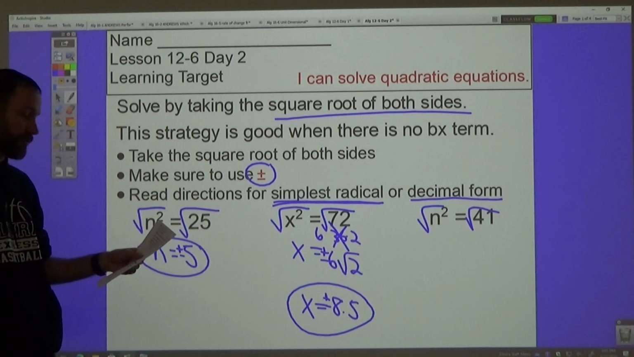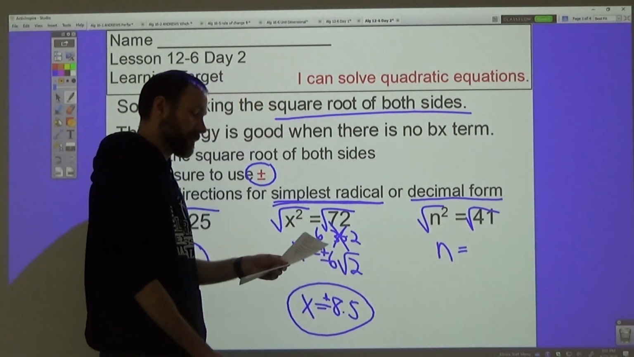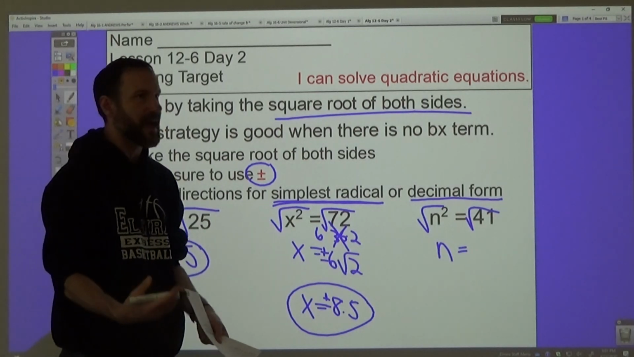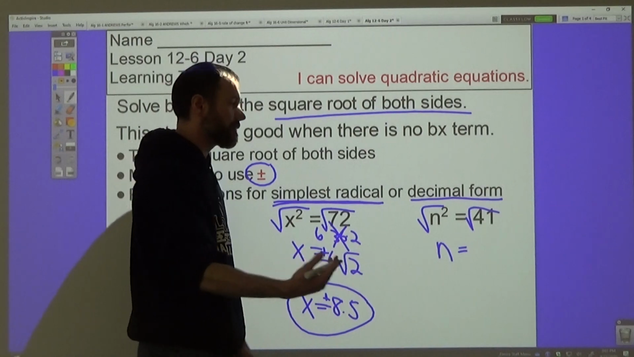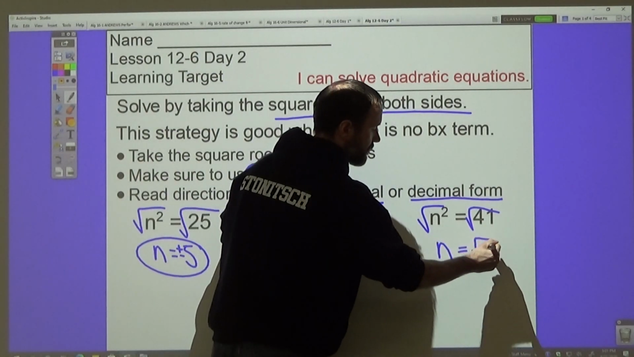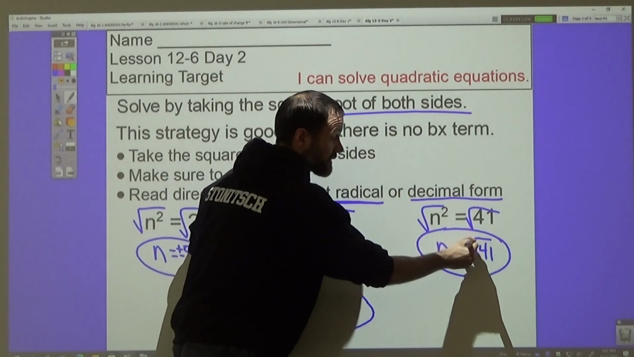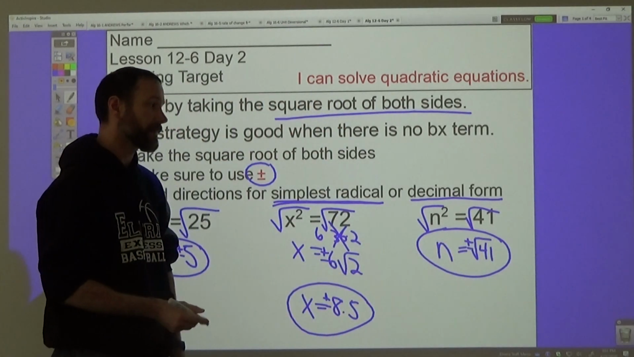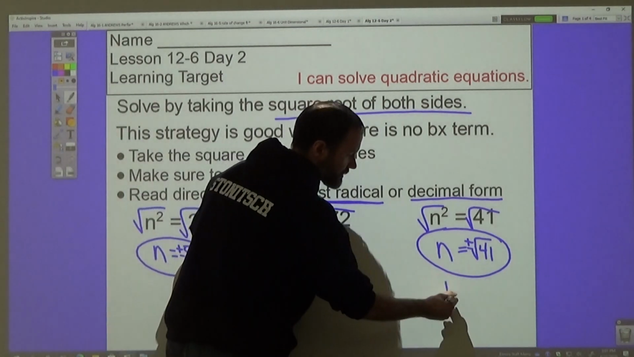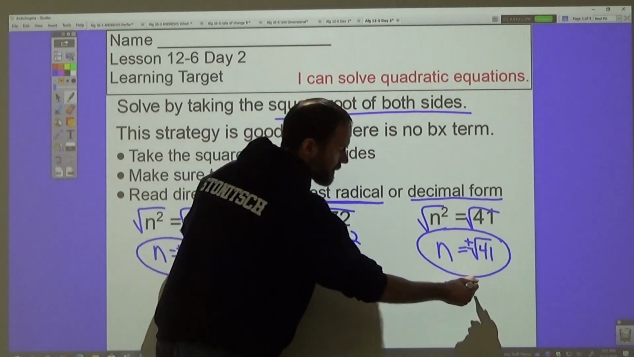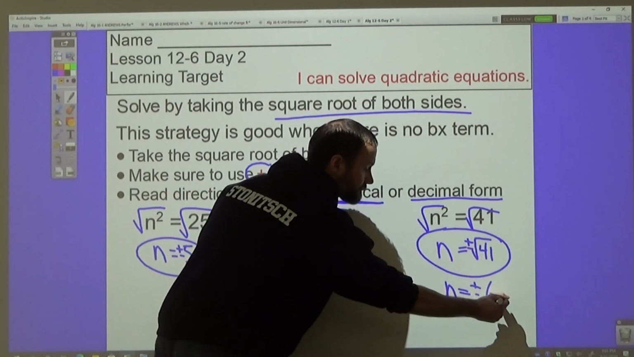For n squared equals 41, take the square root. In simplest radical form, 41 can't be simplified. Nothing times nothing is 41. 41 is a prime number. So in simplest radical form, it'd just be n equals radical 41, plus or minus radical 41. If they asked you to do it in decimal form, rounding to the nearest tenth, you would just type in the square root of 41, and that happens to be plus or minus 6.4.